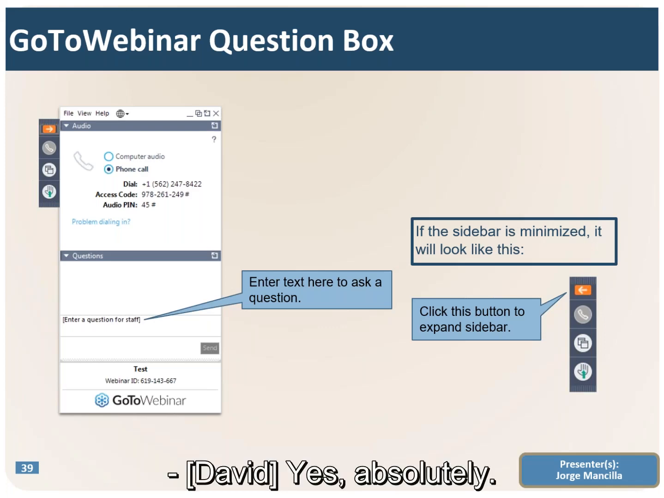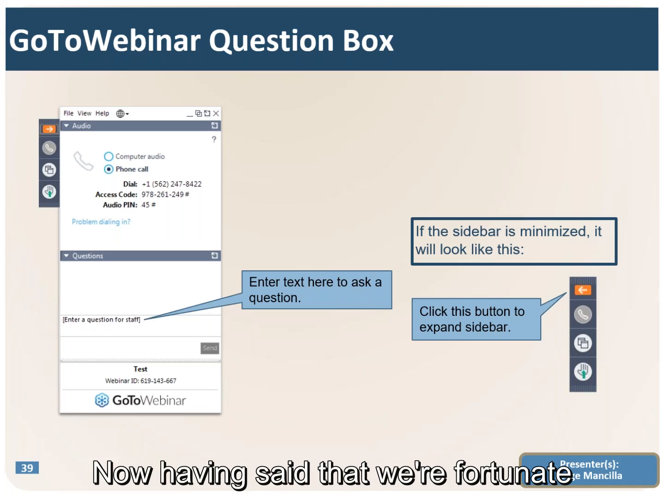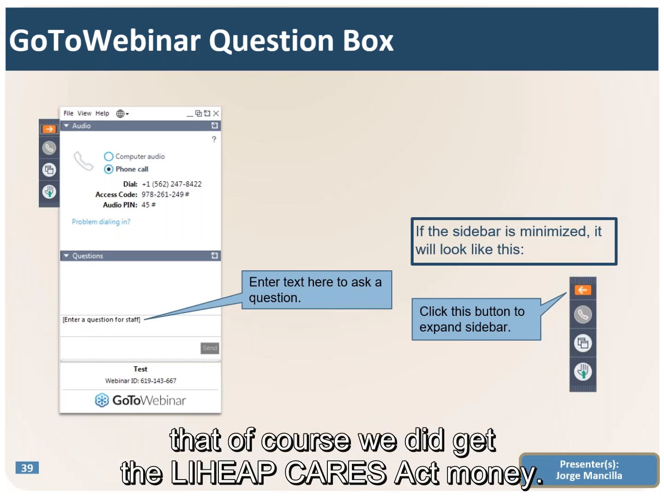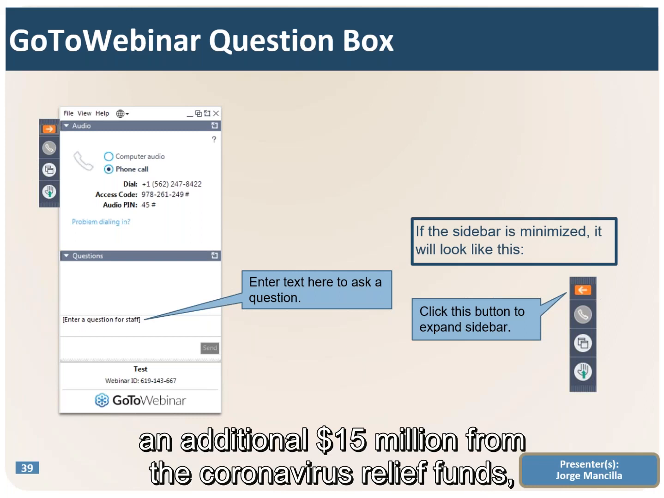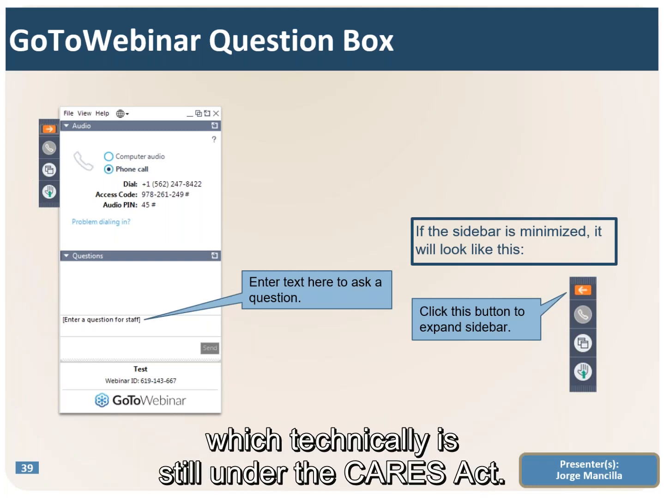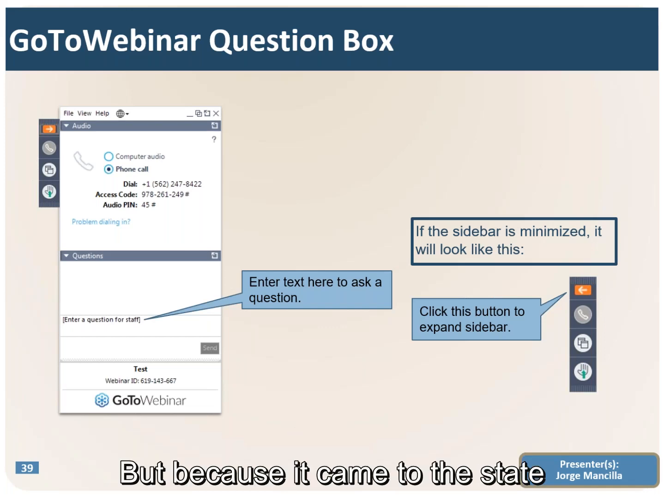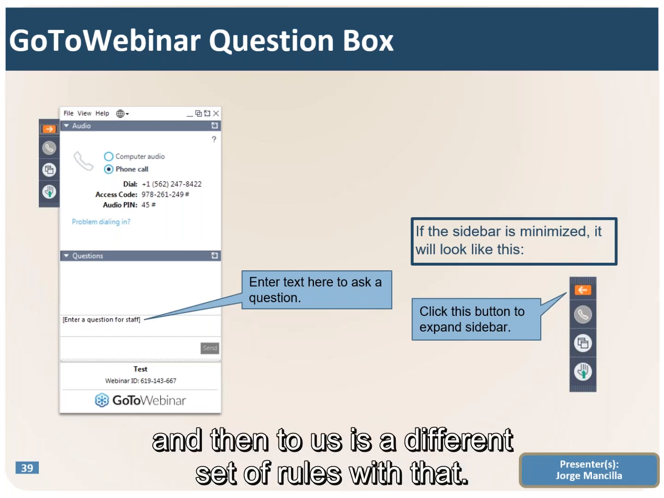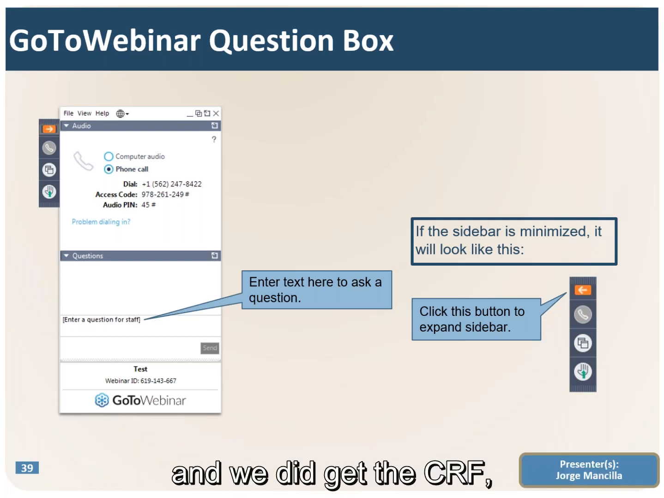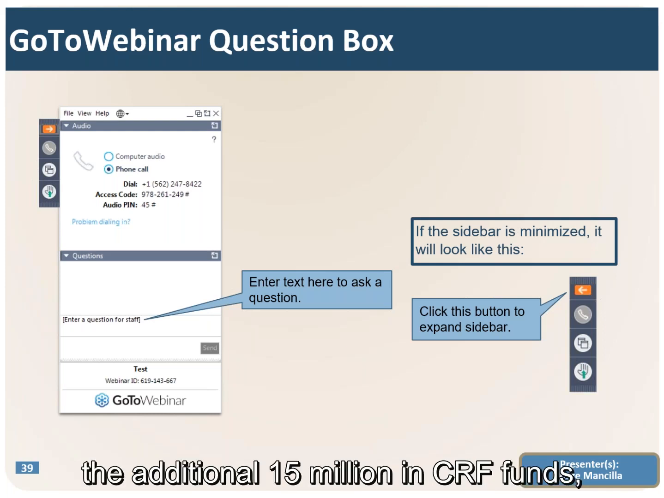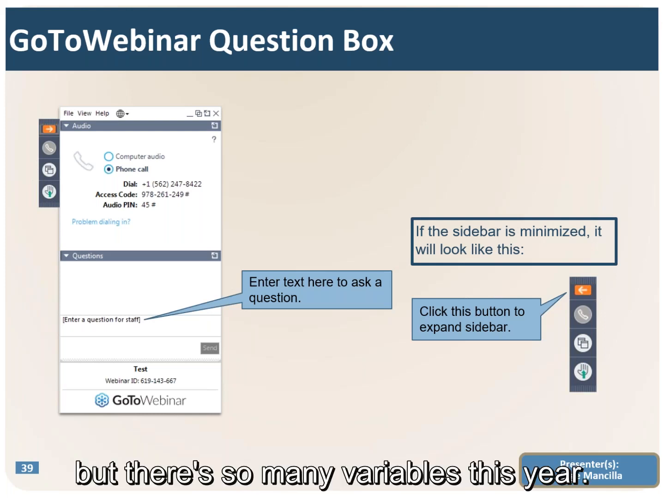Yes, absolutely. Now, having said that, we're fortunate that, of course, we did get the LIHEAP CARES Act money, and then our legislature appropriated an additional $15 million from the coronavirus relief funds, which technically is still under the CARES Act, but because it came to the state and then to us, it's a different set of rules with that. But so we did get more CARES Act money, and we did get the CRF, the additional $15 million in CRF funds.